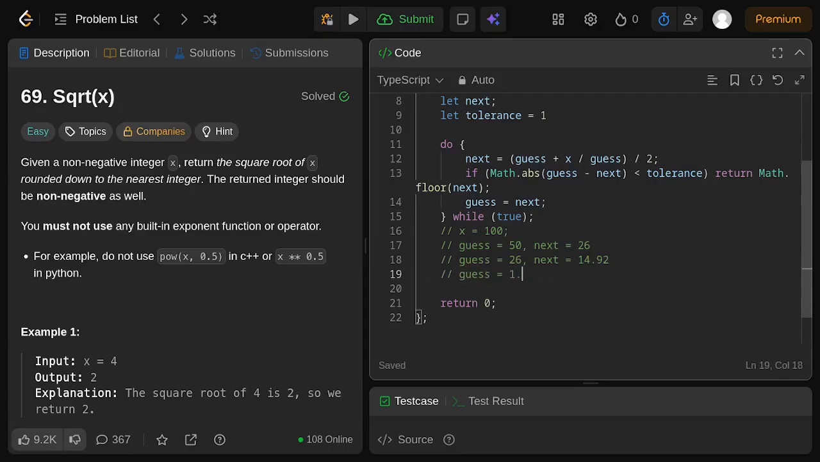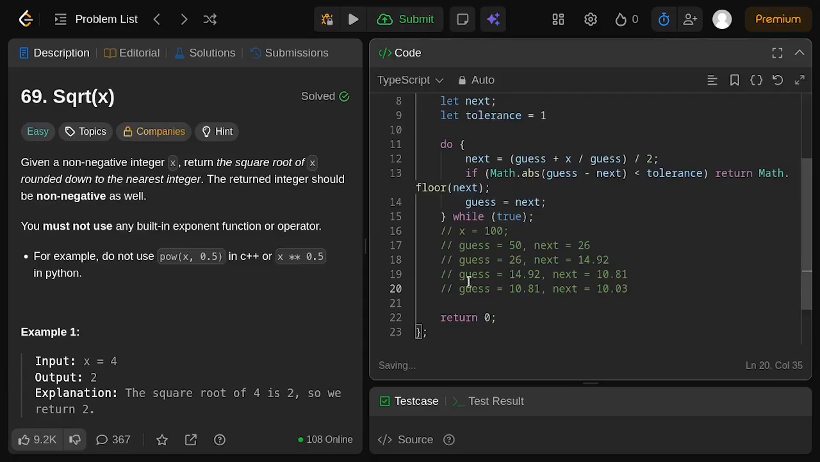the next guess will be 14.92, and the next value is supposed to be around 10.81. And since 14.92 still has a difference of around 3, the if check will not trigger, and we need to use the do while loop again, assigning 10.81, and the next value should be around 10.03.